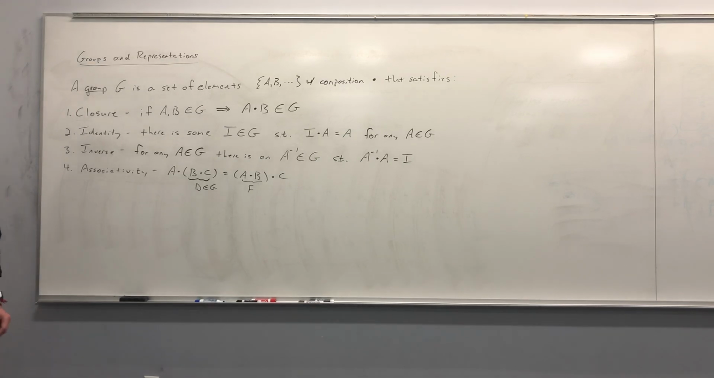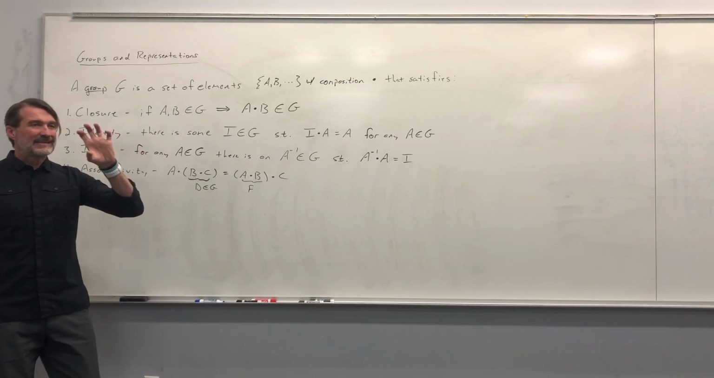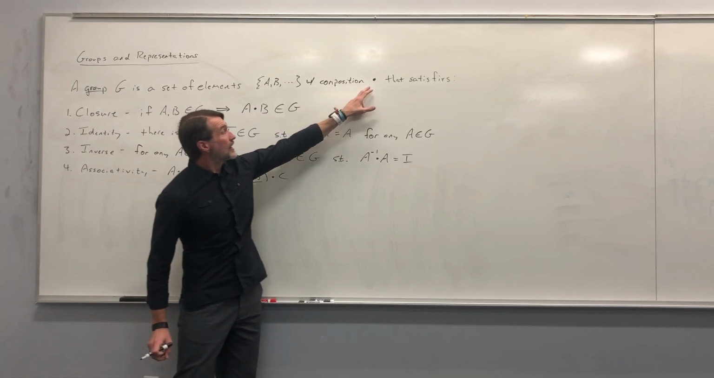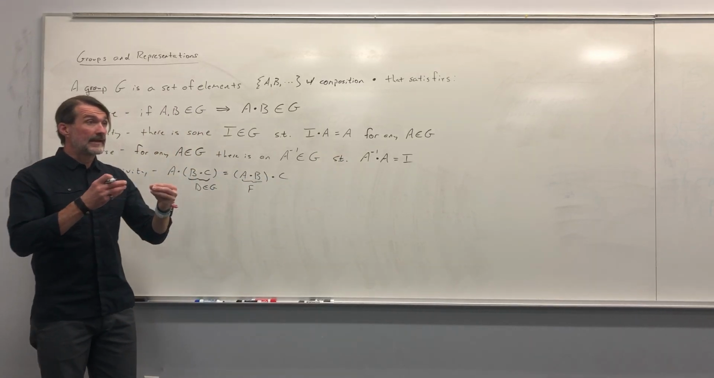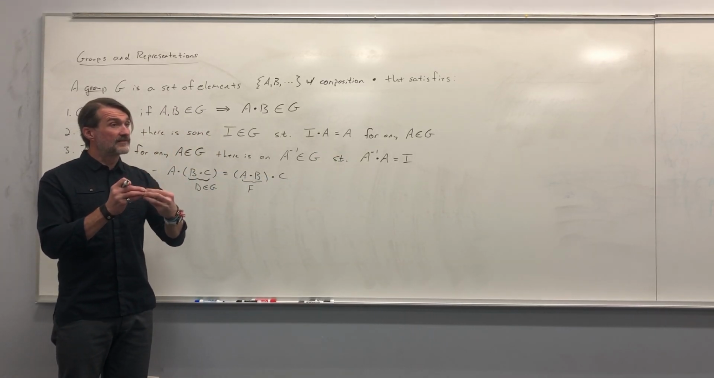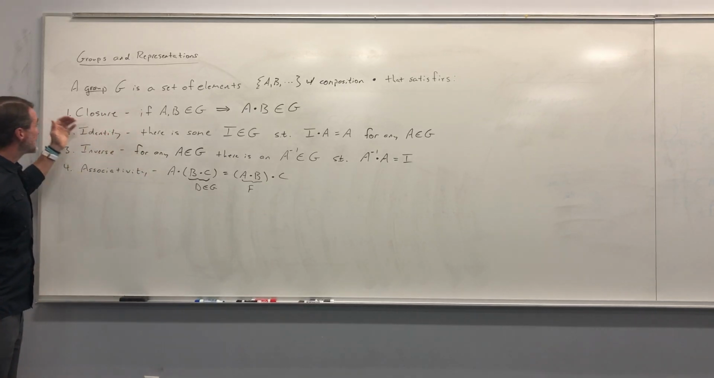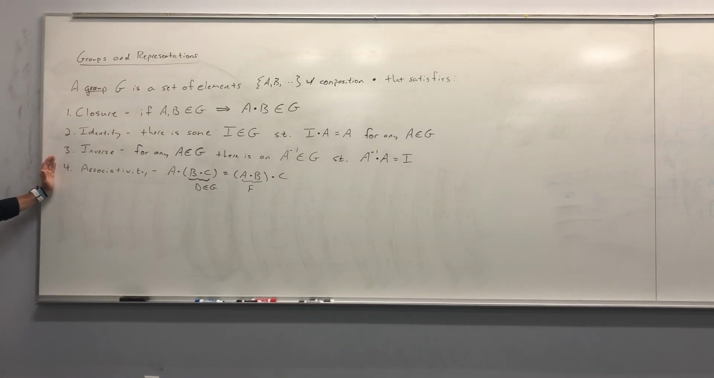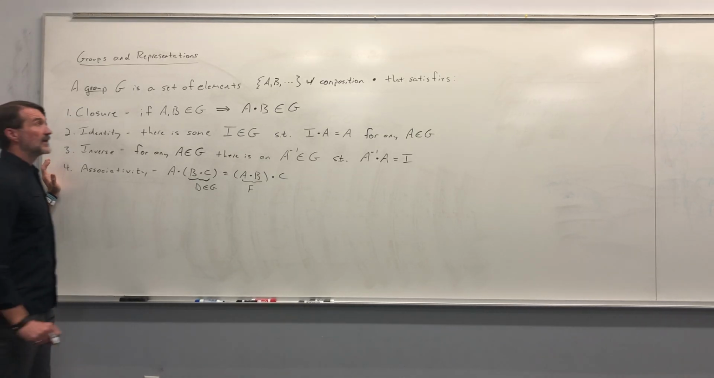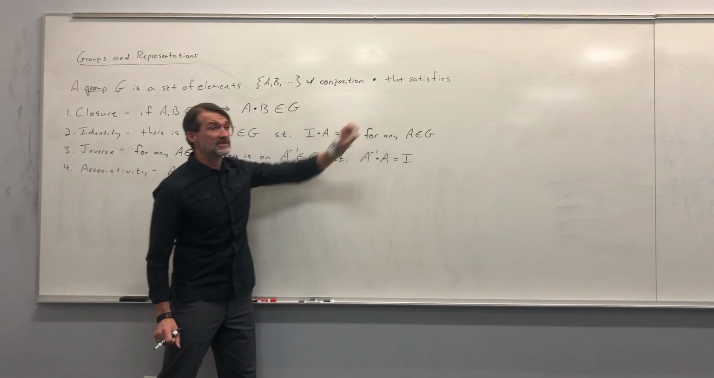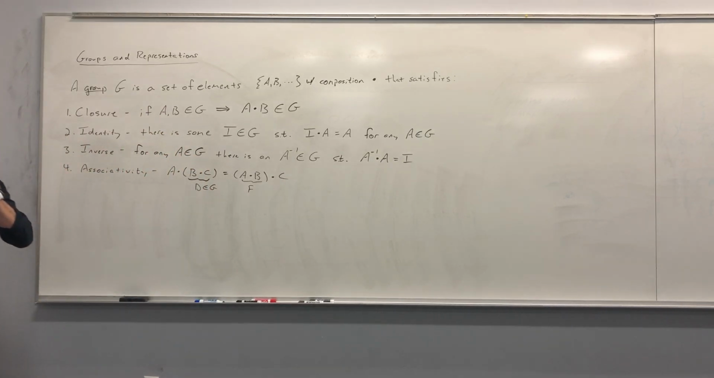So here's the important thing. If I give you a set and a composition, that is a way of combining two elements of the set that give you another element, if it satisfies all four of these conditions, then that set forms a group. Or sorry, that set and the composition form a group. So a group is a set and a composition. Just a single composition.